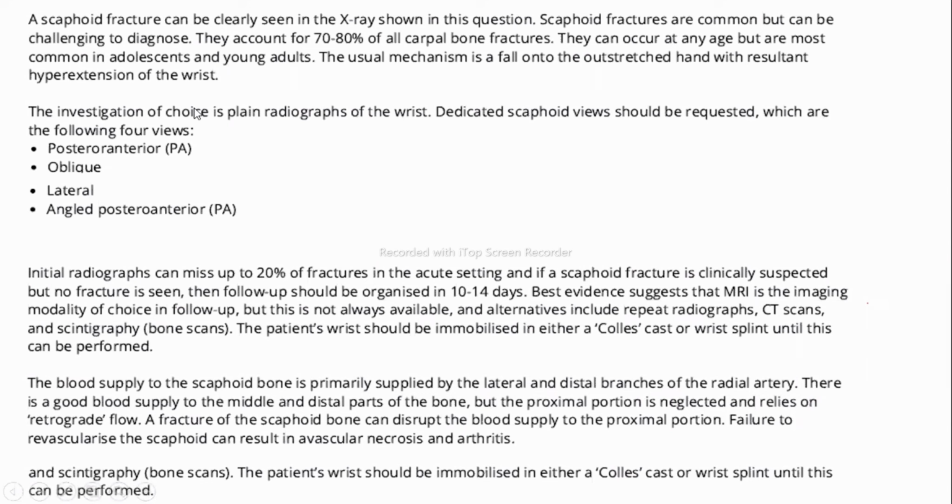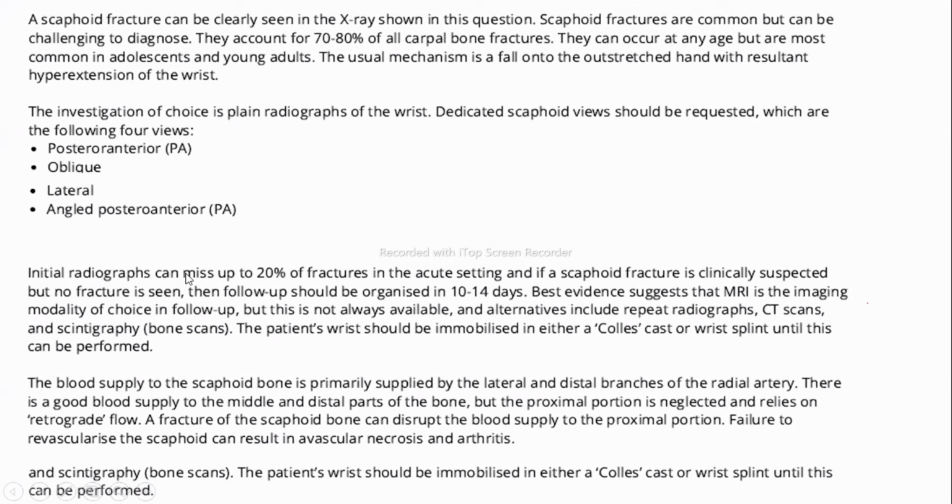First of all, the investigation of choice. If they ask you what the investigation of choice is, you can choose plain radiograph with dedicated scaphoid views. Here, scaphoid views is important and should be written. What are the views? It can be a question. PA, oblique, lateral, and angled PA. How many views, guys? Four: PA, oblique, lateral, and angled PA.